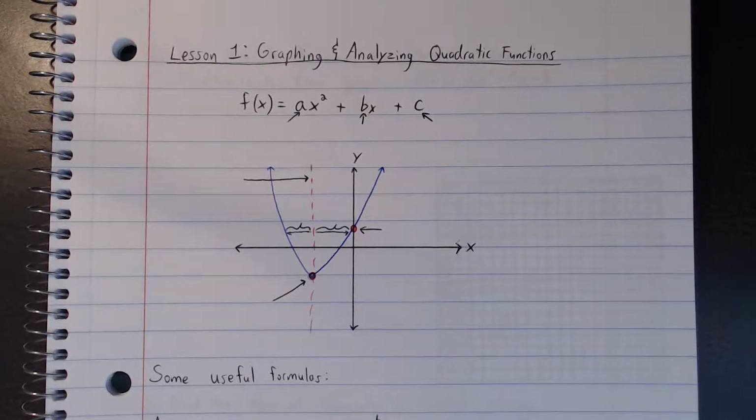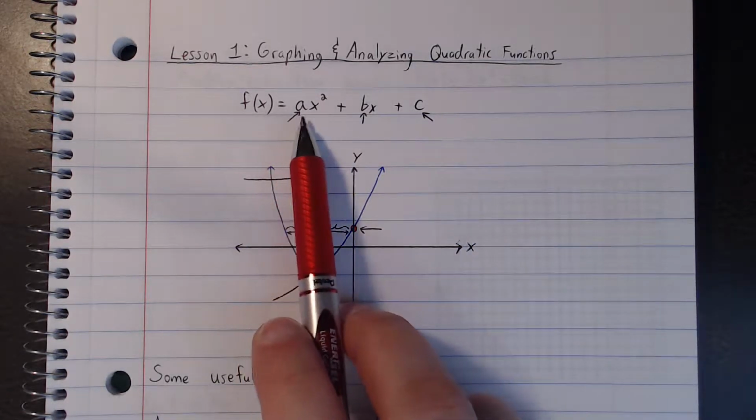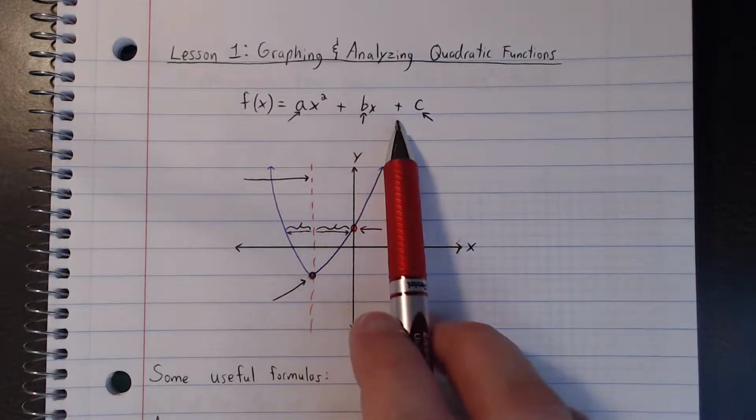Welcome everyone to lesson number 1 of Unit 2, Graphing and Analyzing Quadratic Functions. So let's take a look at what a quadratic function looks like numerically. You see it right here. We have f of x equals ax squared plus bx plus c.